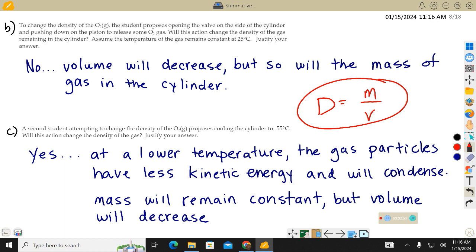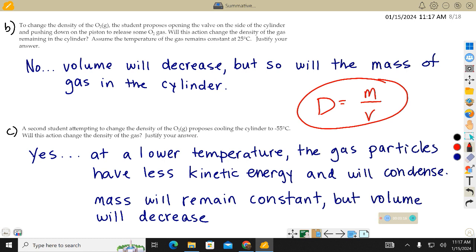Part C, a second student attempting to change the density of the oxygen proposes cooling the cylinder to negative 55 degrees Celsius. Will this action change the density of the gas? So now I'm assuming that they're only going to change the temperature, but they're going to keep the cylinder closed. So we've got the same amount of gas.